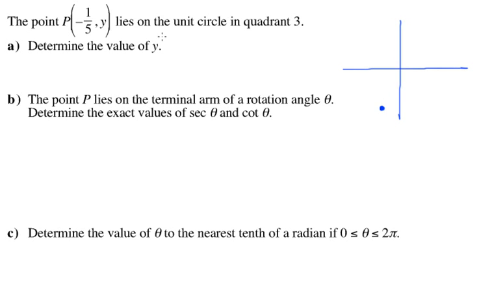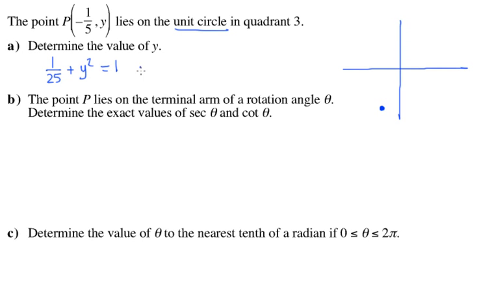Determine the value of y. Well, if we're on the unit circle, we've seen that has to mean that if you take the x-coordinate and square it, take the y-coordinate and square it, they should add up to 1. Let's see if that's enough for us to pin down y. The x-coordinate squared is going to be 1/25 plus the y-coordinate, don't know what it is, squared, and that has to add up to 1.